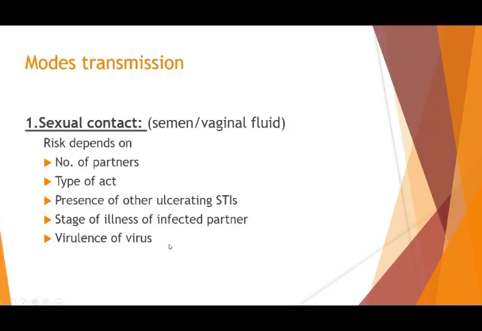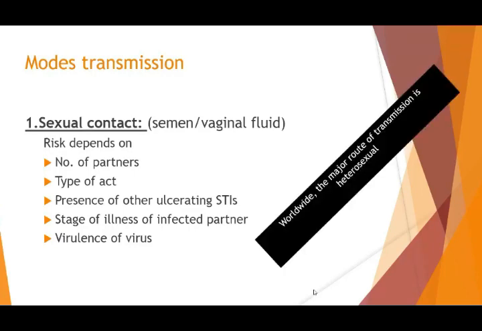The stage of illness of an infected partner: the patient who has end-stage HIV will have a high viral load and a high dose of the virus during sexual contact. And the variant of the virus: we have HIV-1 and HIV-2. HIV-1 is more virulent than HIV-2, so the risk of transmission will be more. So this is with respect to sexual contact. These are the factors that affect the risk of transmission: the number of partners, type of act, presence of other STIs, meaning sexually transmitted infections, the stage of the illness, whether early or later, and the virulence of the virus.